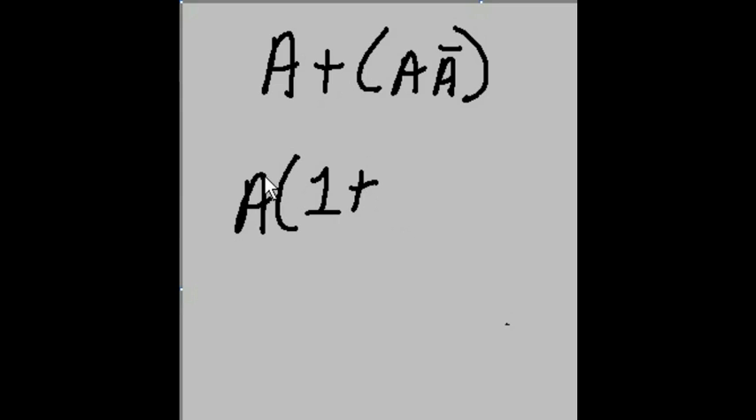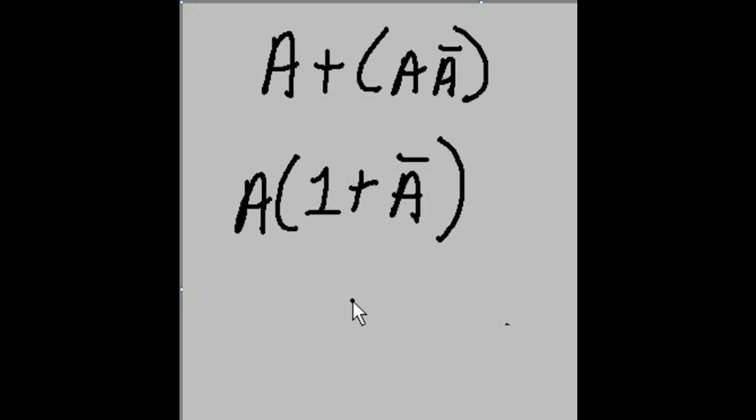Now, A times what? How do we do that again? A times what will give me A not? And the answer is A not. A times A not will give me A not. And there we go. We've got our simplification.